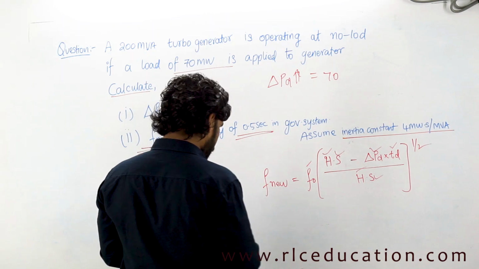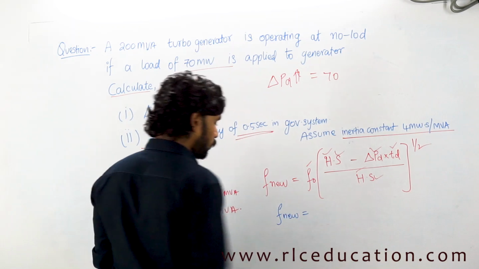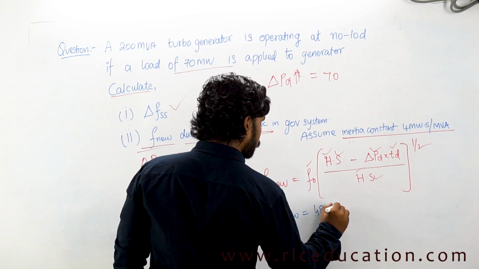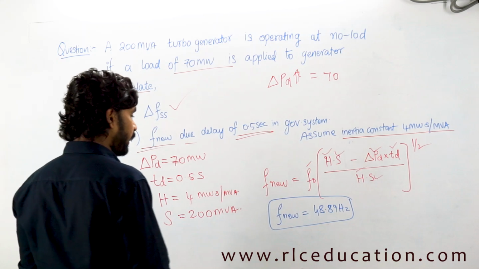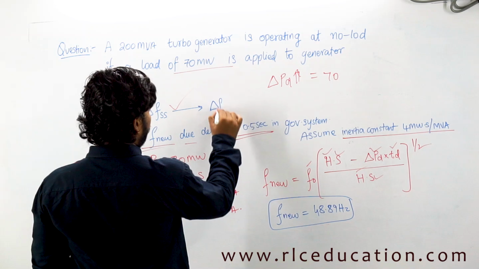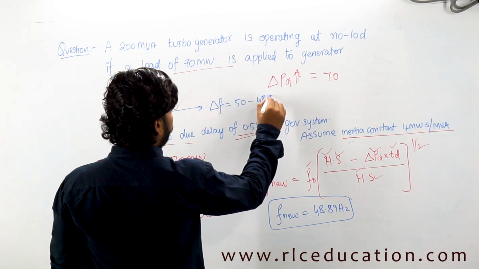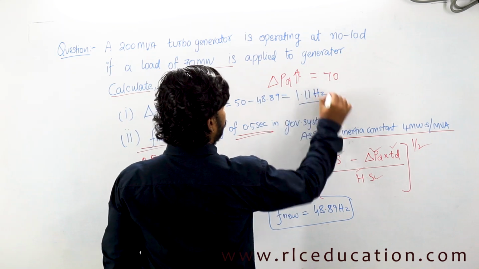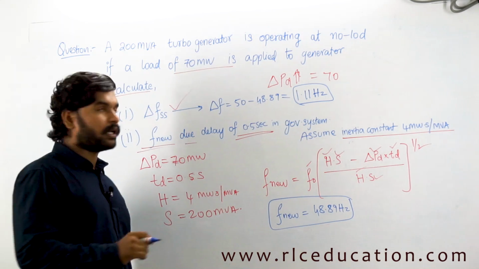So after solving you will get the new frequency equal to 48.89 hertz. If the new frequency is 48.89 hertz, you can easily find out the steady state error in the frequency. So the delta F would be equal to 50 minus 48.89, that should be equal to 1.11 hertz. So these are the required answers for this question. I hope you understood about this concept.